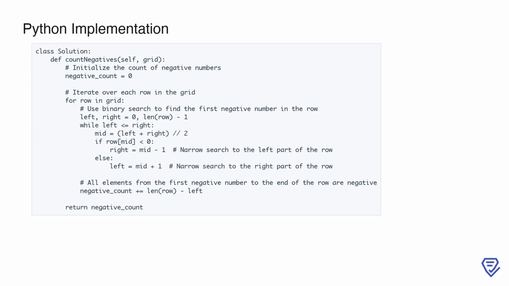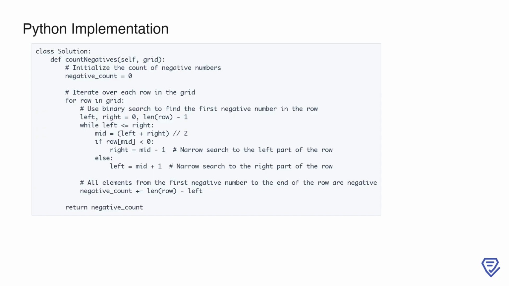4. Count the negatives in the row. Once the binary search is complete, left points to the index of the first negative number in the row, if any. All elements from this index to the end of the row are negative. The count of negative numbers in the row is calculated as len(row) - left and added to negative_count. 5. Return the result after processing all rows. The total count of negative numbers in the grid is stored in negative_count, which is returned as the result.